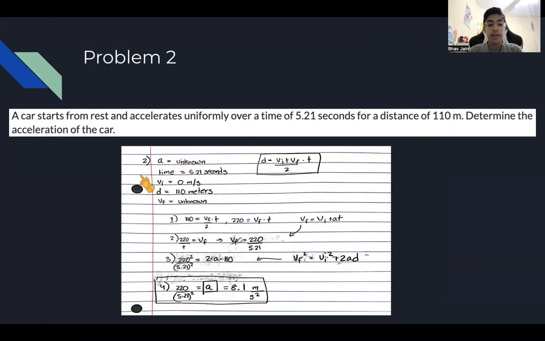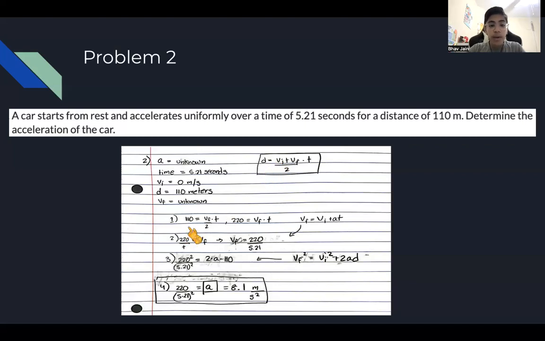So again, we start with listing what we know and what we don't. We do not know the acceleration of the car. We do know the time spent. We know the initial velocity. We know the distance, and we don't know the final velocity. So when there are equations with multiple things that we don't know, what we have to do is use multiple kinematic equations. To start out, we'll use the simplest one, which is the same one we used in the previous problem.